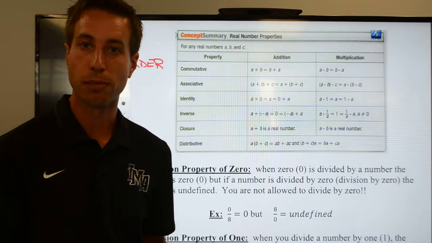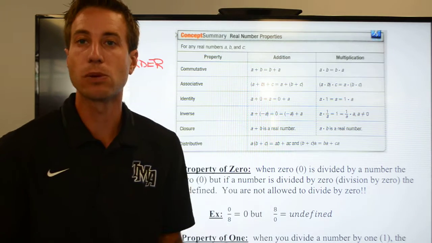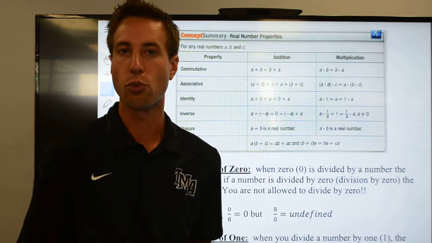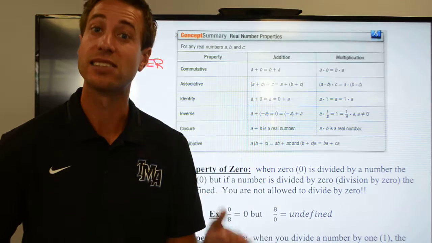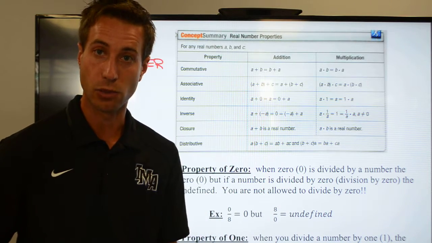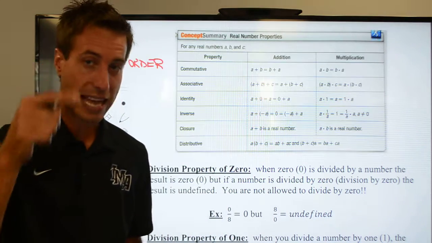You can add the numbers in any order you want to. You can multiply the numbers in any order you want to. You're going to get the same answer. 3 times 5 is the same as 5 times 3. Just a quick mental exercise here though.